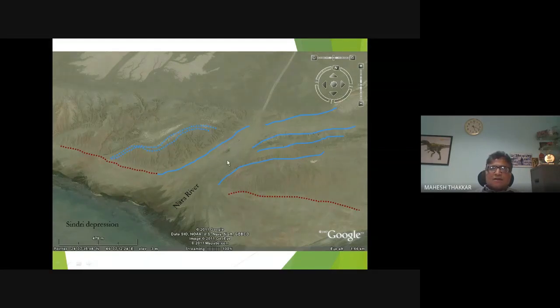This is abandoned Nara River. Today you don't see anything, no water is flowing here. This is scenery depressions, and you see the run surface has several gullies and newly formed first order streams. So we have a gullied surface. This is just young, youthful topography or youthful geomorphic expressions of the Great Run of Kutch.